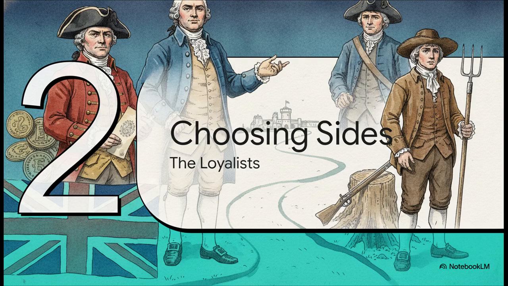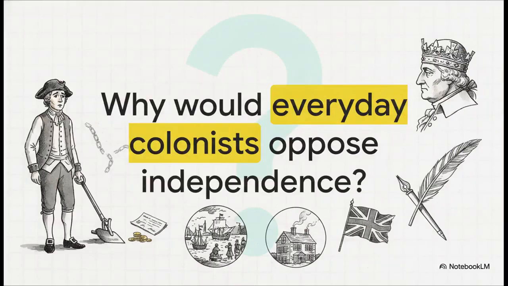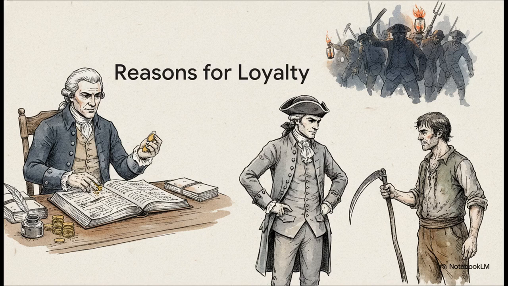Moving on to Section 2, Choosing Sides, the Loyalists. Let's do a quick pause check here. I really want you to stop and think about this for a second. If the Patriots were supposedly fighting for liberty, why would everyday colonists, and we're talking everyone from wealthy royal officials down to regular tenant farmers, actively reject the Patriot cause and side with the king? If you guessed it had a lot to do with practical survival, you hit the nail on the head.